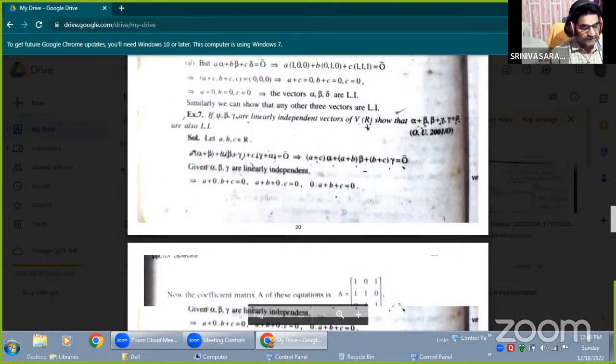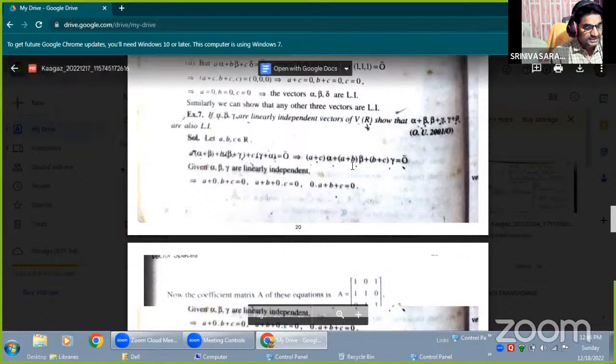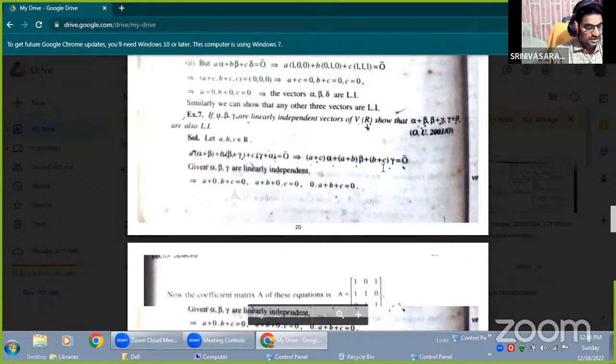Equal to 0 bar. Alpha, beta, gamma are common, so alpha of A plus C, plus beta of A plus B, plus gamma of B plus C equal to 0 bar.